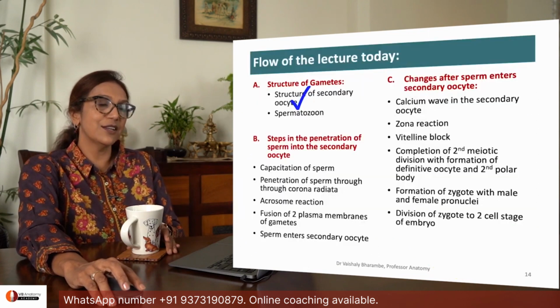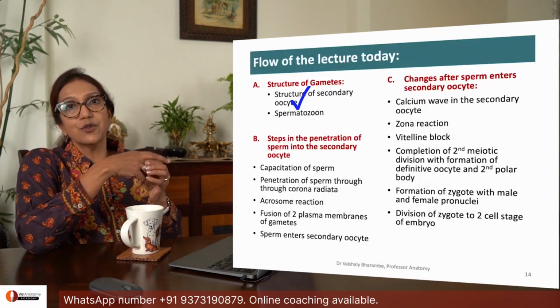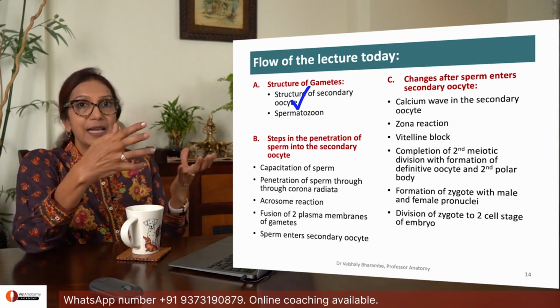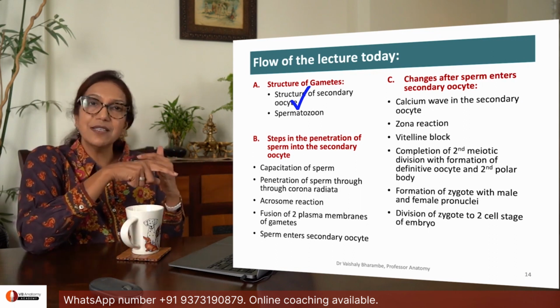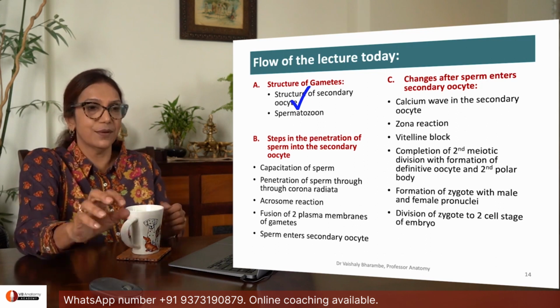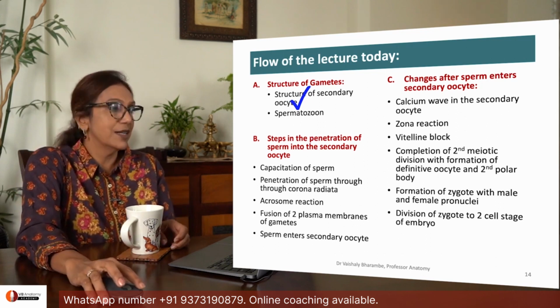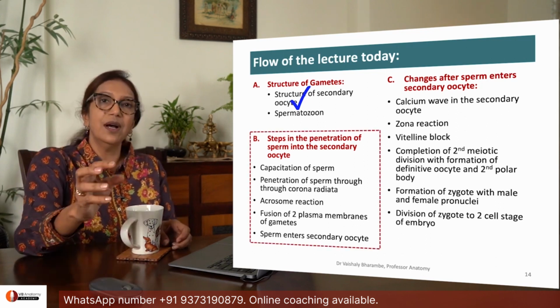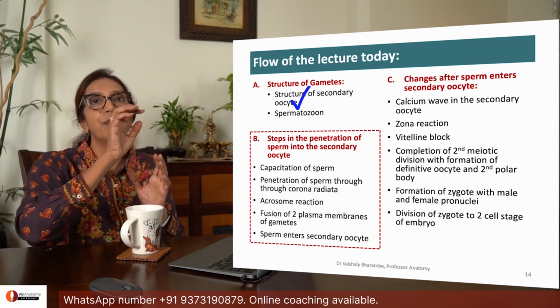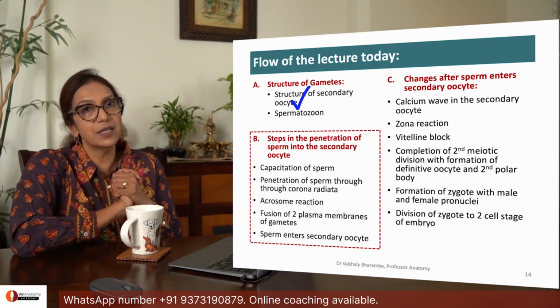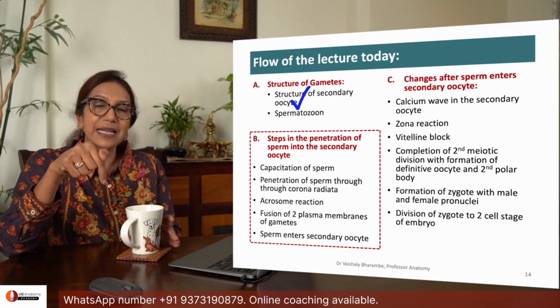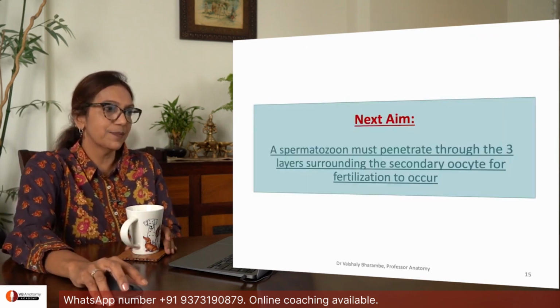Right. Let's continue. So, we've discussed the structure of the oocyte, and what layers are protecting it. We've discussed the structure of the sperm in short. Now, what's our challenge? Our challenge is to understand how the sperm is going to pass through to reach into the secondary oocyte. That's the next section of our class.